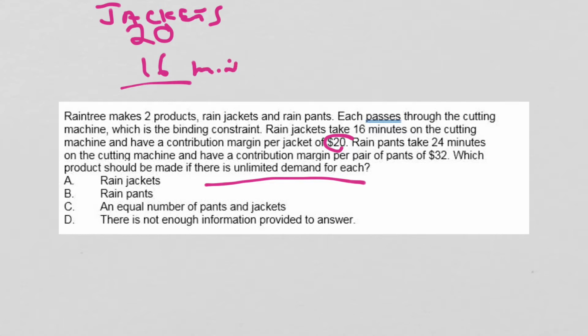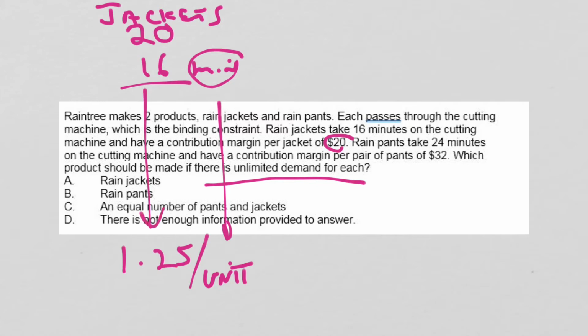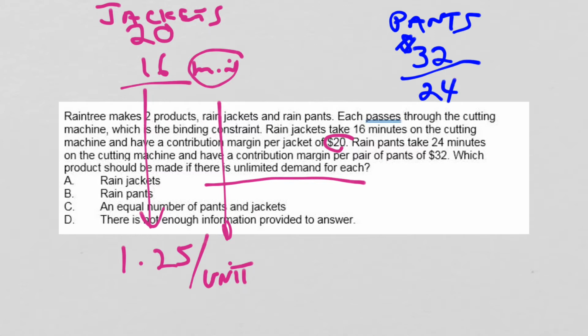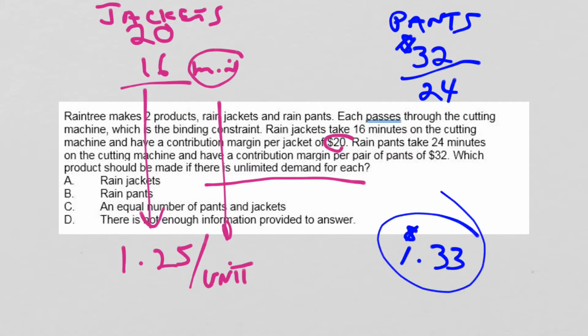It's 20 divided by 16, $1.25 per minute is the contribution margin. I'm going to show it as per unit because it really doesn't matter. This is the unit, so the measurement would be listed in minutes. That's the contribution margin. For pants, we'll do that over here. Pants, it turns out that it's $32 contribution margin for 24 minutes, and do the math there. Turns out that's $1.33. So given the choice between the two, we wouldn't do rain pants, and that's exactly the right answer. It's got the larger contribution margin.